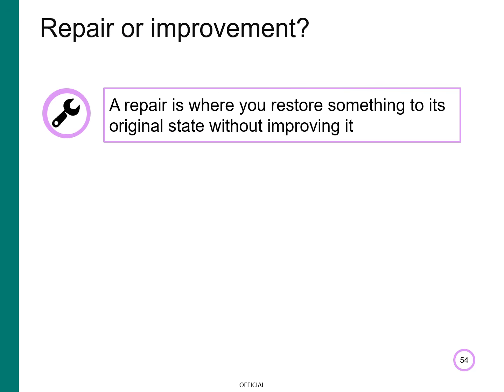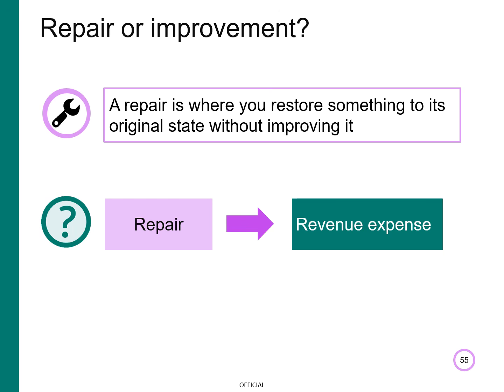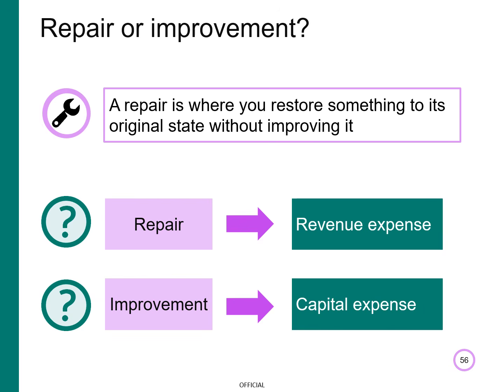A repair is where you restore something to perform its original function properly. This may be by replacing parts of it. Repairs are a revenue expense, so you can include them as an expense when working out your profit or loss. Improvement costs are a capital expense. You cannot include them as an expense when working out your profit or loss.